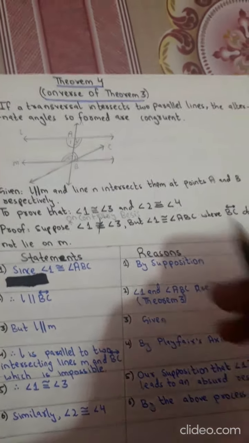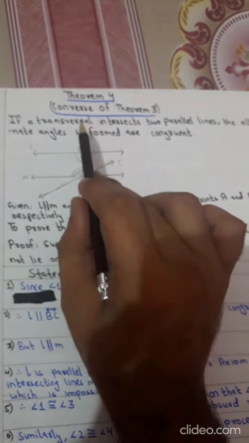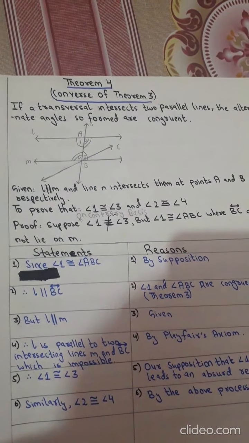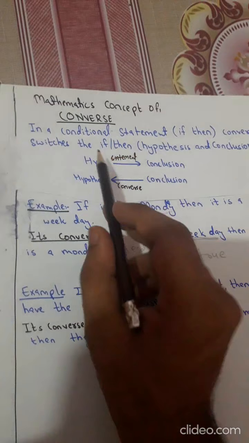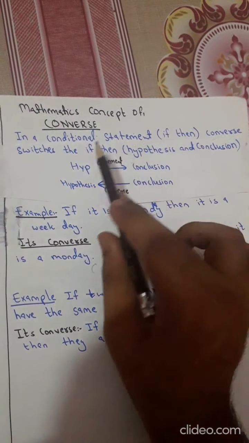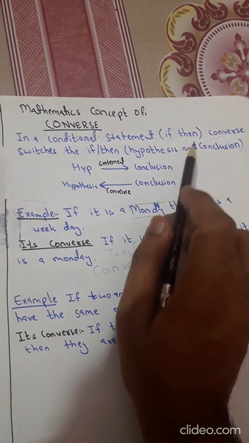Okay, now we discuss theorem number 4, that is the converse of theorem 3. Before reading the statement of theorem 4, we see what the mathematical meaning of converse is. Converse, in a conditional statement, an if-then statement, changes the hypothesis and conclusion.